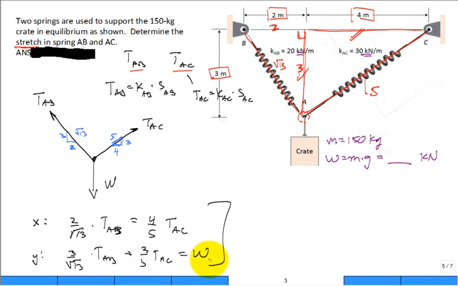2 equations, 2 unknowns. We've done that again and again. So you'll solve for those and then come back, use the spring stiffness to calculate the stretches. The stretches are not very big, 5.9 centimeters and 2.73 centimeters. Went a little fast on that one. Hopefully you can work that out.